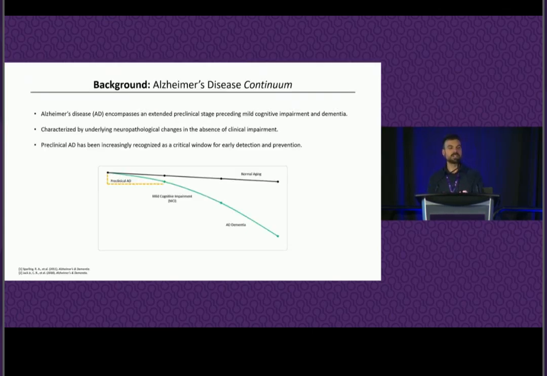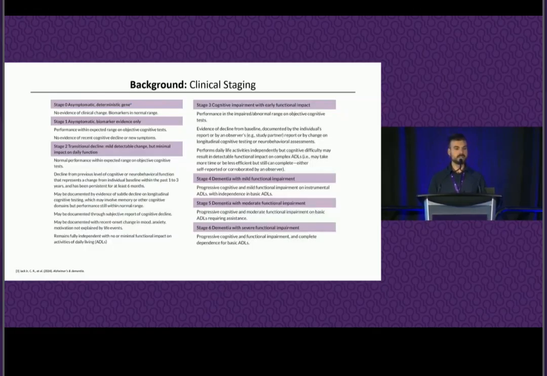It has been well established that Alzheimer's disease encompasses an extended preclinical stage preceding the onset of mild cognitive impairment and dementia, which is characterized by underlying neuropathological changes in the absence of clinical impairment. Over the past 15 years, preclinical AD has been increasingly recognized as a critical window for early detection and implementation of preventive intervention strategies. This is the current clinical staging on the Alzheimer's disease continuum, where stage 2, transitional decline, falls between the asymptomatic stage 1 and cognitive impairment on stage 3.